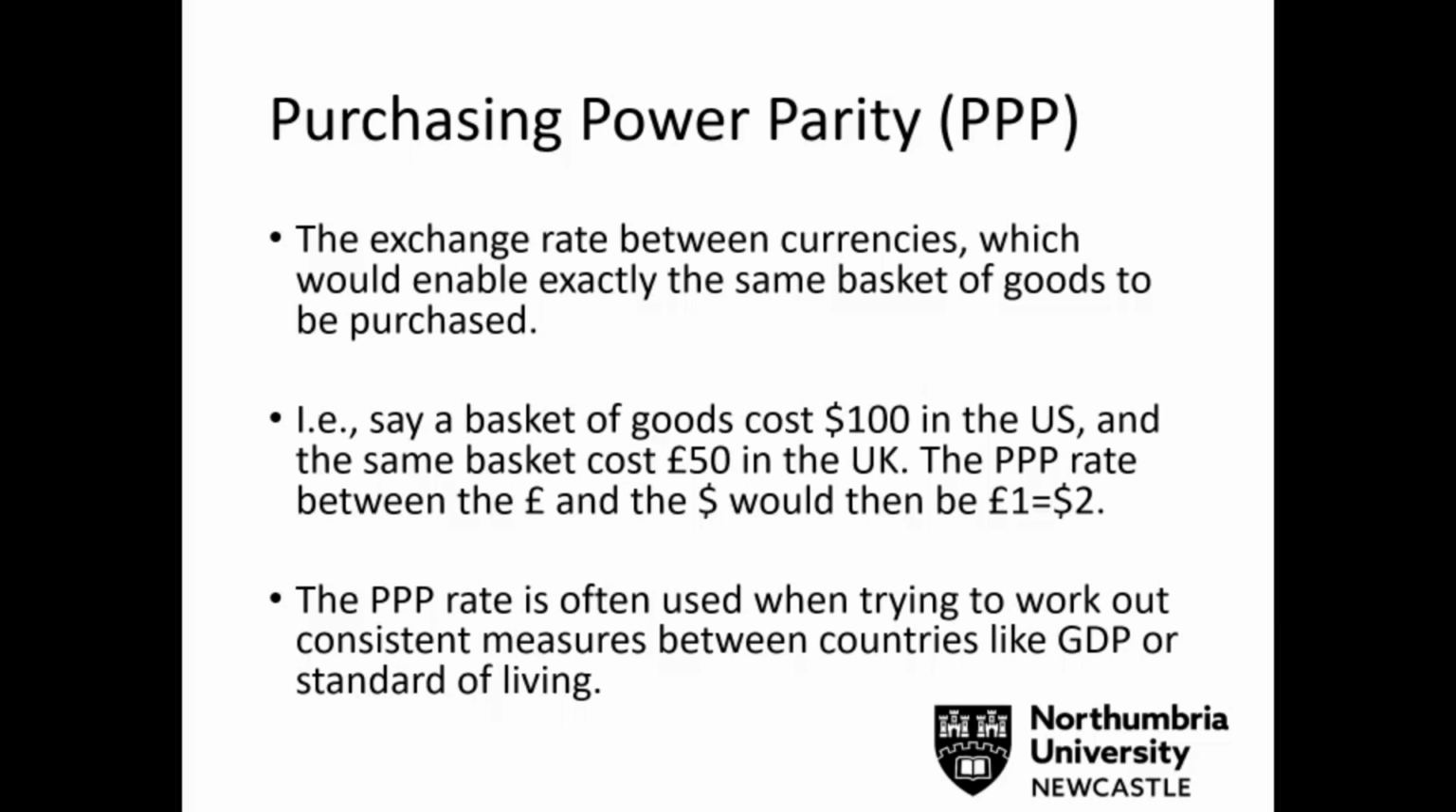So if you look here, say a basket of goods costs you $100 in the US, but the same basket of goods in the UK only costs £50. Therefore, the purchasing power parity rate between the pound and the dollar would be £1 equals $2. But then you compare that with the actual floating rate that market participants have set to say, is the dollar over or undervalued? It's also a good indicator for comparing GDP and living standards.